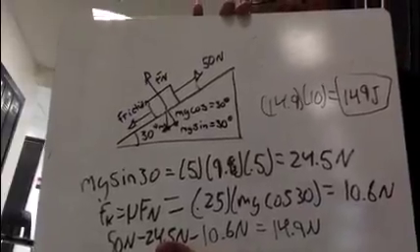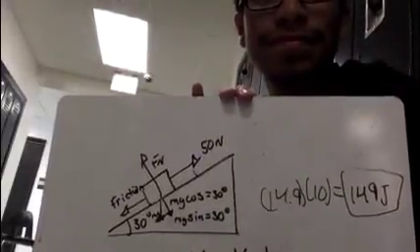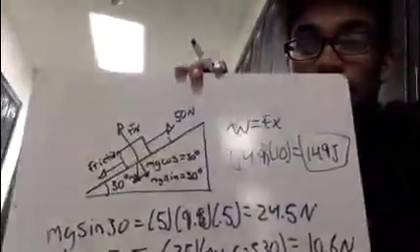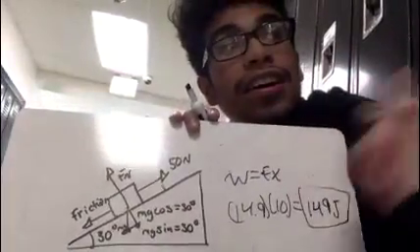Teacher, some people don't know the equation. W equals Fx, or you can say W equals Fd, because x is distance.